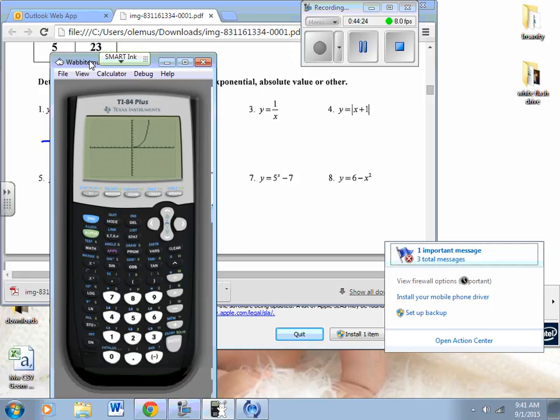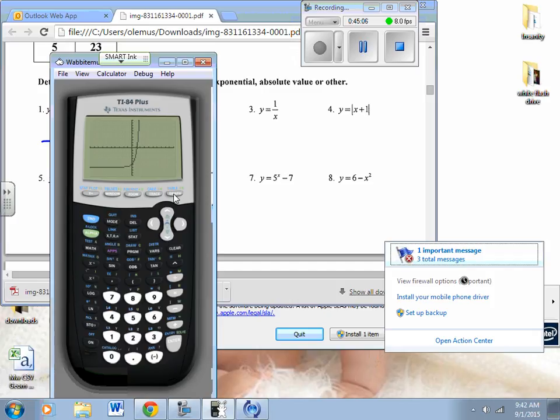Okay, so let's do the y equals. We're going to clear that. 5 to the x power, and then you have to get out of this. If you don't get out of that part of the exponent, it assumes you're saying x minus 7 as an exponent. Then you hit minus 7. And that's an exponential growth. You've shifted everything down 7 units. It's going to have an asymptote somewhere around here, horizontally, because it looks like it's flattened out right there.